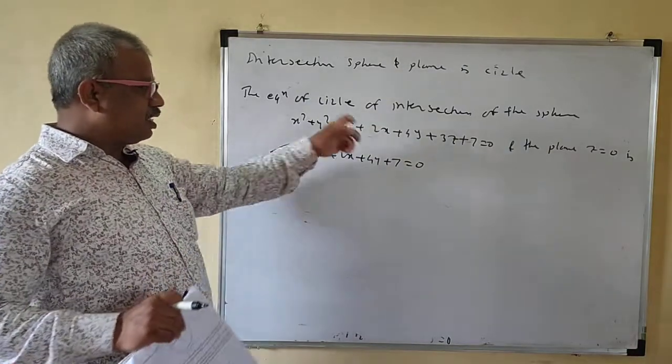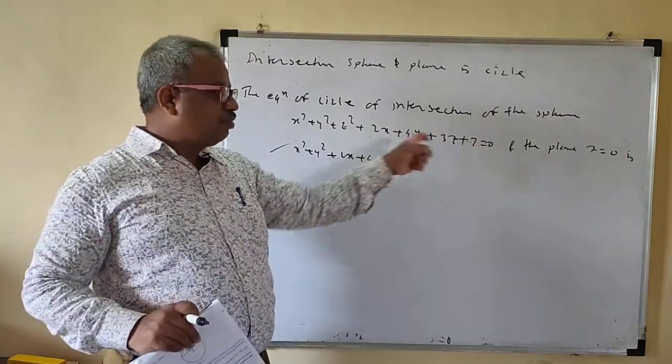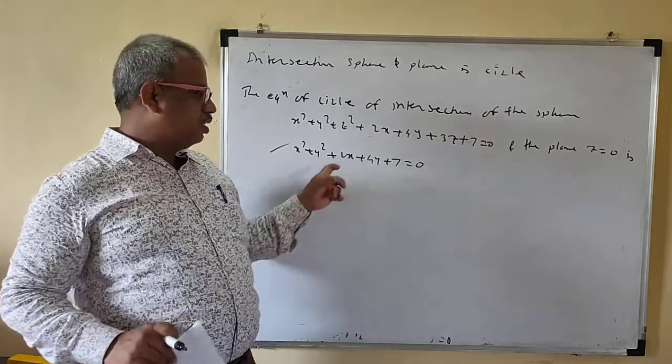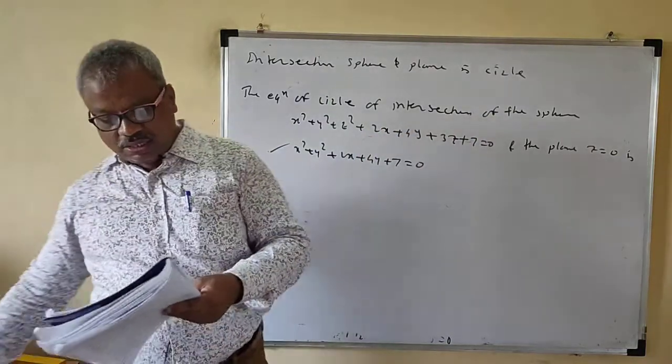Okay, so this is the intersection of the plane z is equal to 0 and the sphere. The intersection of a plane and a sphere is a circle. This is your required equation of the circle.